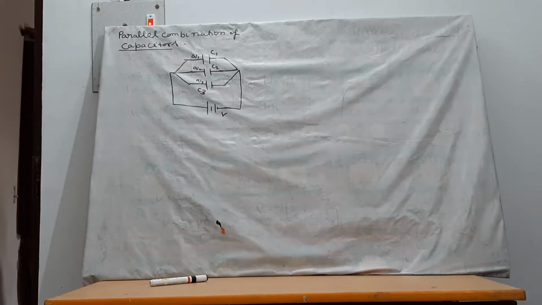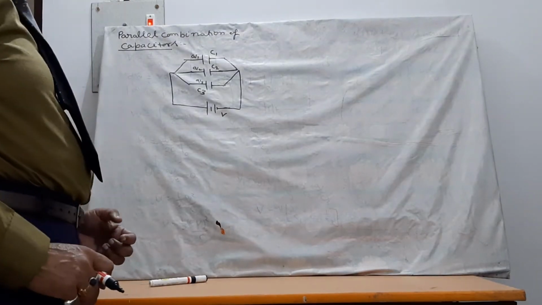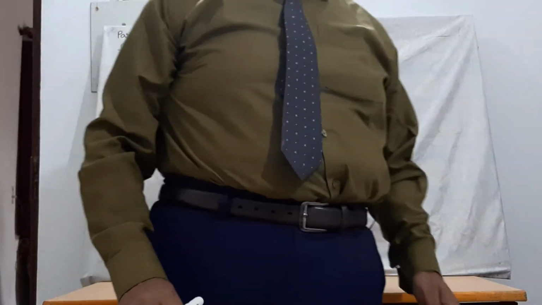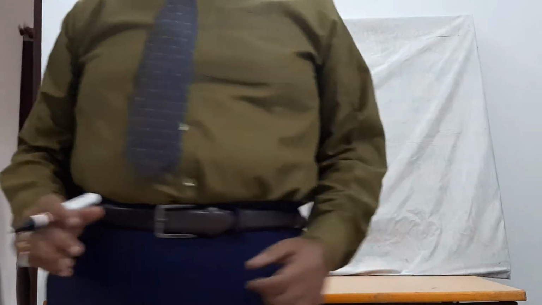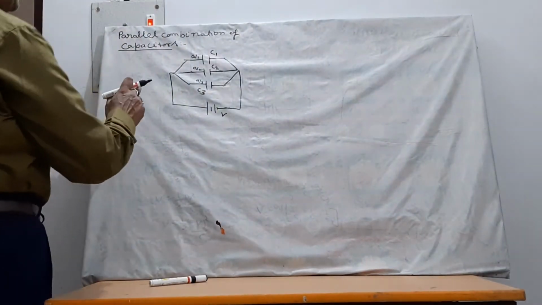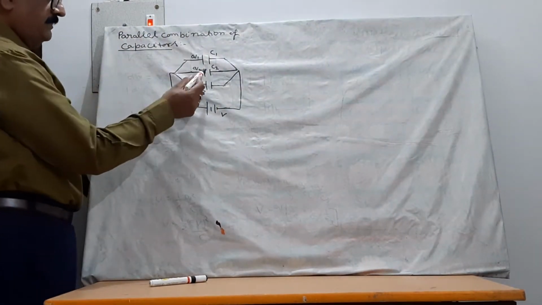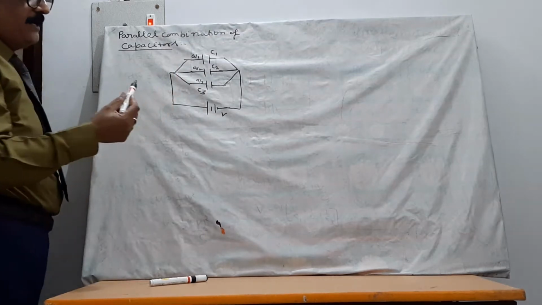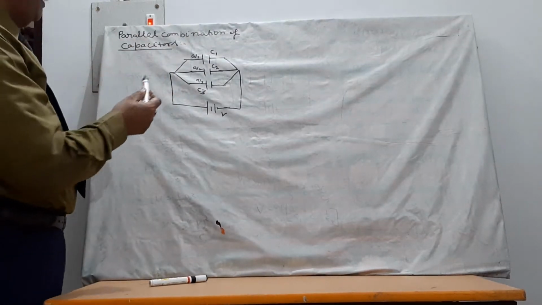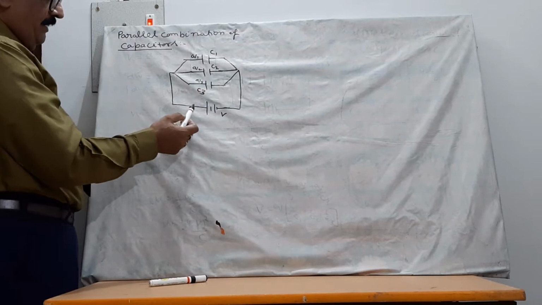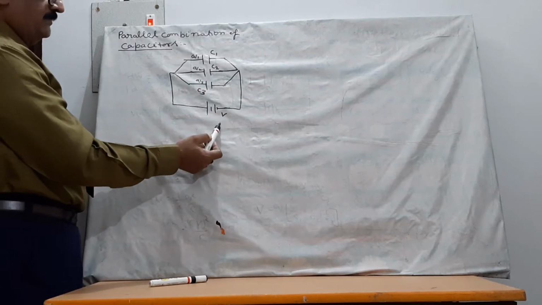Now we will calculate the total combination equivalent capacitance of three capacitors when they are connected in parallel. Suppose that there are three capacitors C1, C2 and C3. They are connected in parallel and they are connected now across a battery whose terminal potential is V.